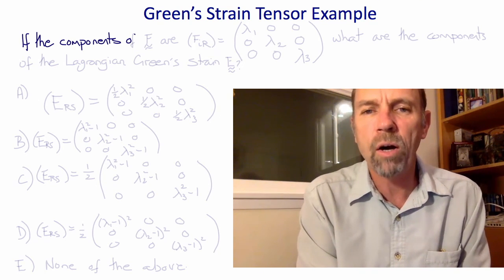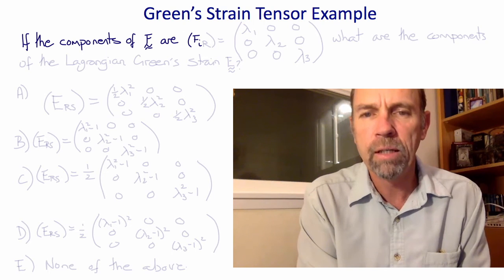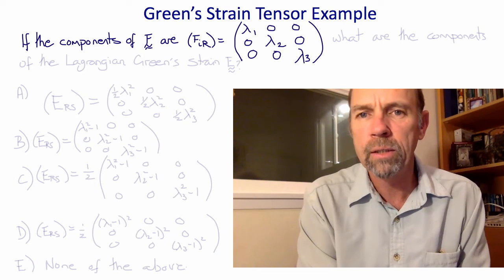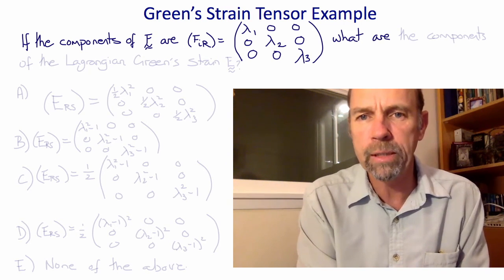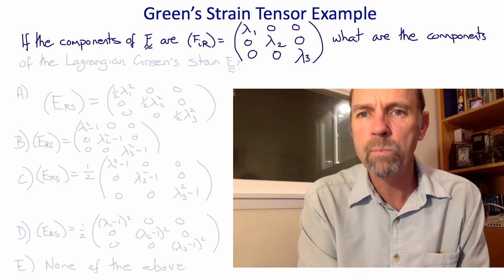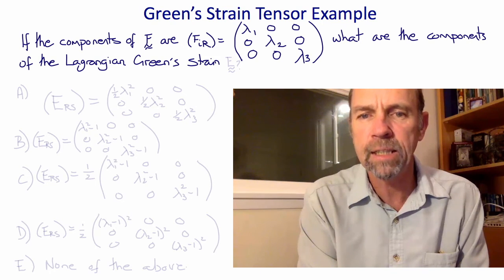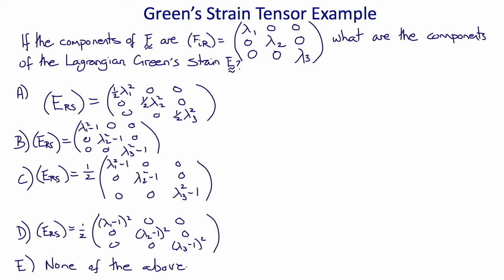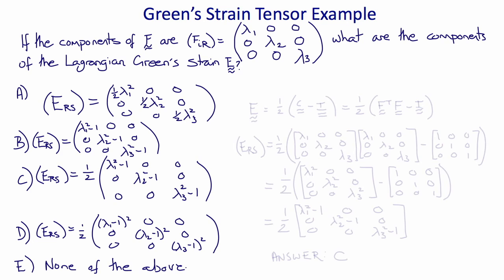If the components of the deformation gradient tensor F are F_ir equals lambda 1, 0, 0, 0, lambda 2, 0, 0, 0, lambda 3, what are the components of the Lagrangian strain tensor E? So here are your choices. Try working that out with a pencil and paper. So let's work this out.